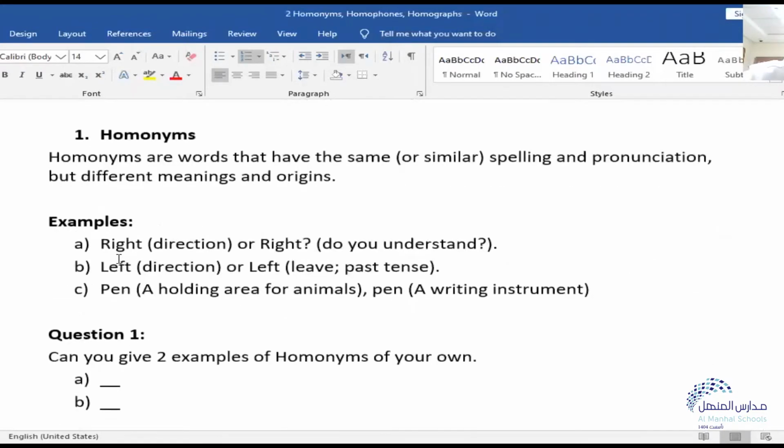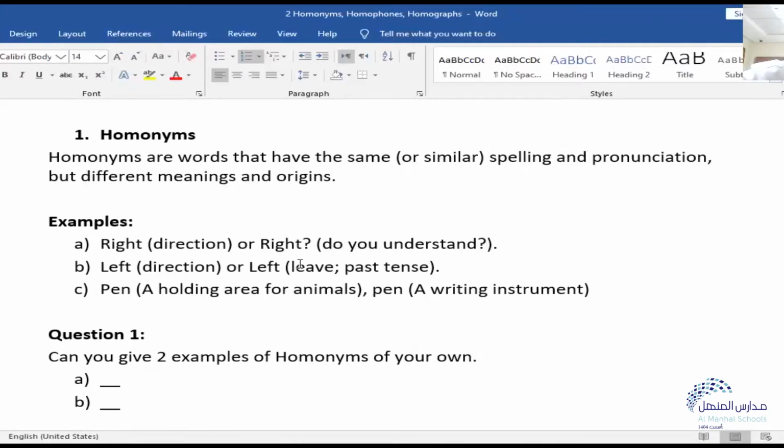Homonyms is the first one, and these are words that have the same or similar spelling and pronunciation, but have a different meaning and have a different origin. So they start from a different place. So the definition is actually quite simple. So let me give you an example.